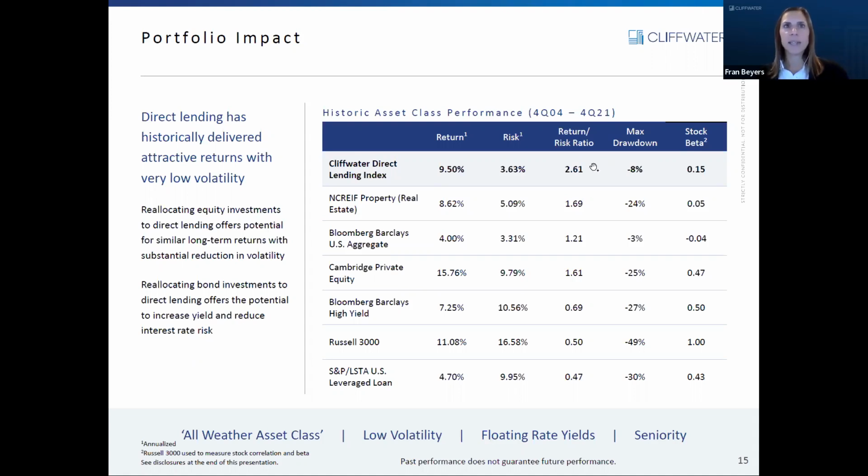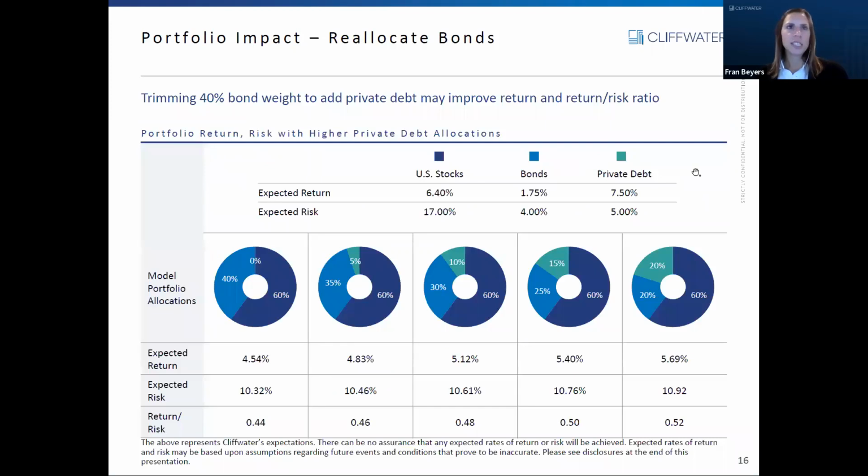Moving to slide 16. This is just to highlight, a lot of our clients that we work with have 60-40 portfolios, right? Equities and bonds. And what we like to highlight here is if these investors were to reallocate some of their bond exposure into private credit, it certainly increases the expected return of their portfolio while mitigating, clearly, interest rate risk.